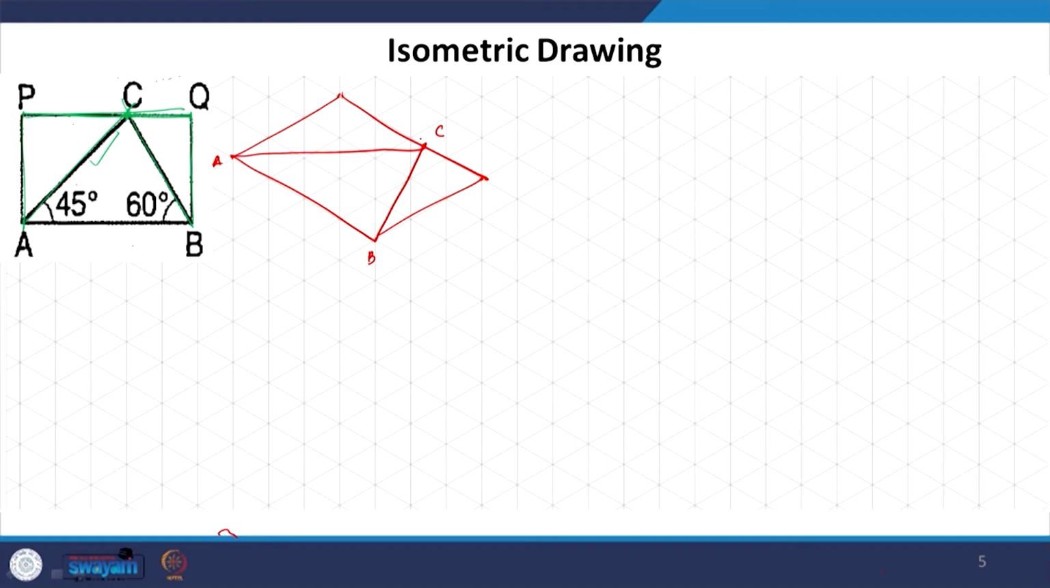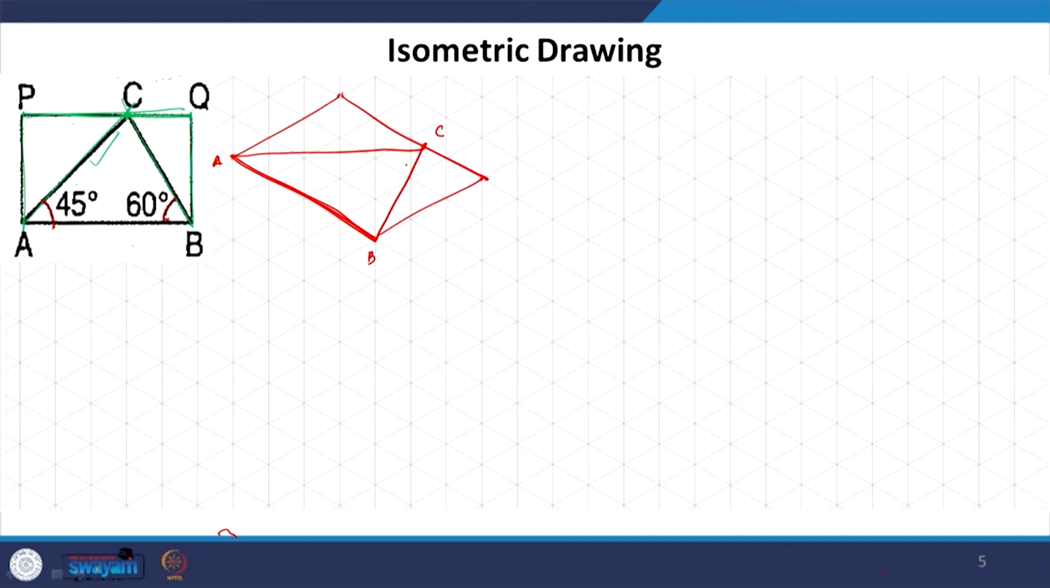Now, can you see that it appears quite skewed? It does not look like what this ABC was. It looks slightly skewed, the angles are not the same. So, the angles will not remain the same in isometric, the angles will always change, right. But a grid line which is parallel to the axis will remain parallel to the axis, is the basic fundamental.